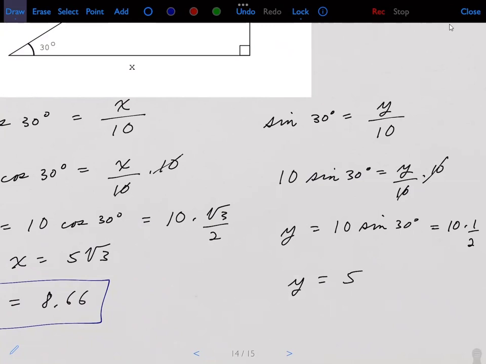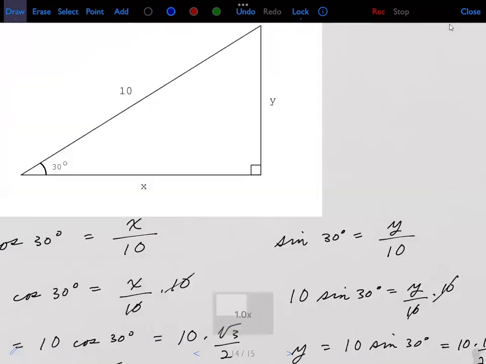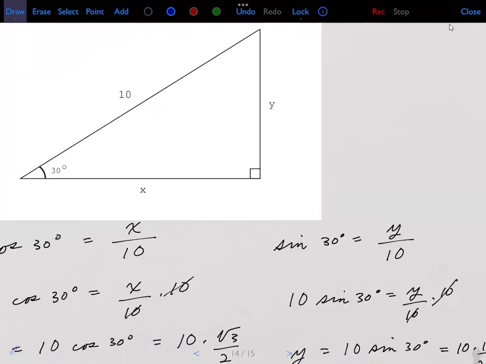And you'll get that too if you plug into your calculator. So y is 5 and x is 8.66, right? So now we know all the sides of that triangle.